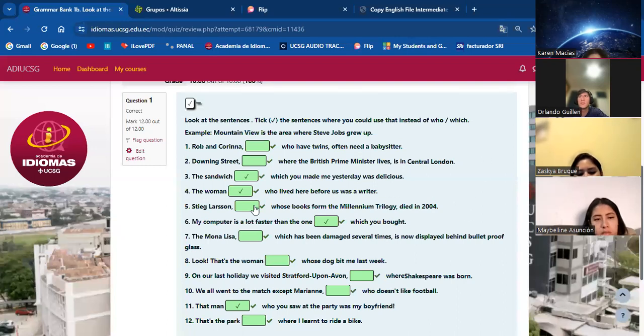Remember that the ones that we mark are 3, 4, 6, and 11.